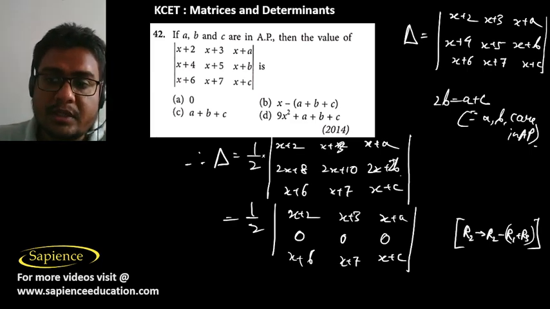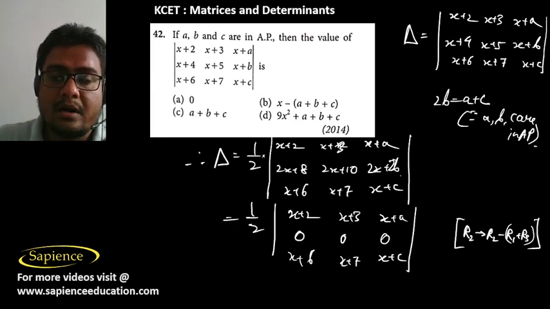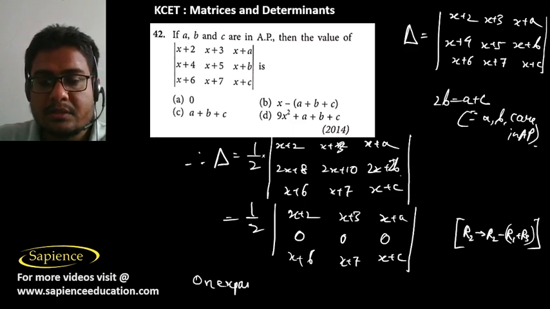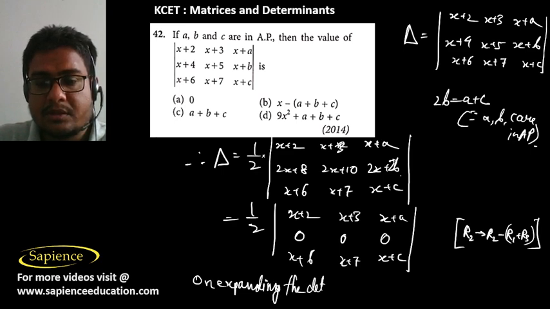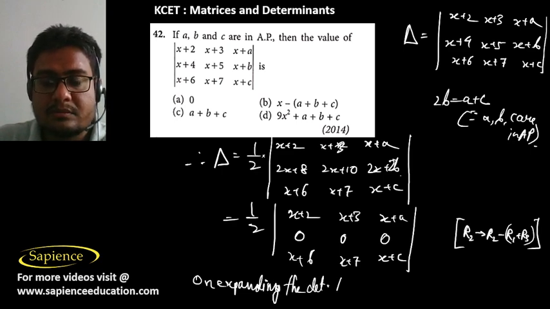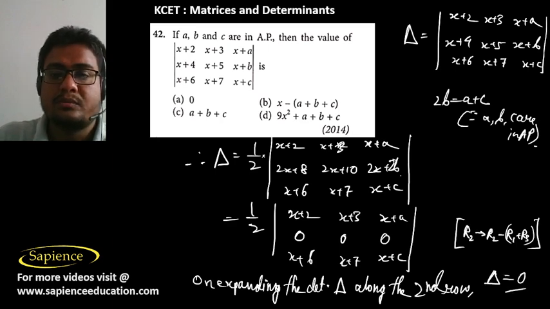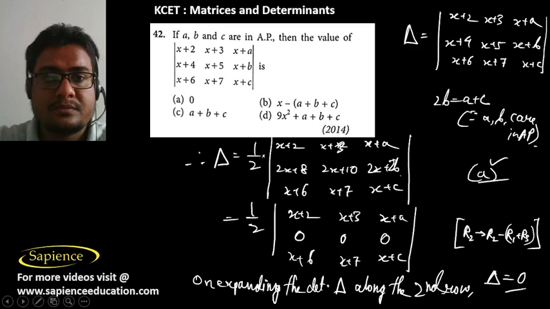So if we expand this determinant along the second row, on expanding the determinant, we get the value of delta as 0. So option A is the correct answer.